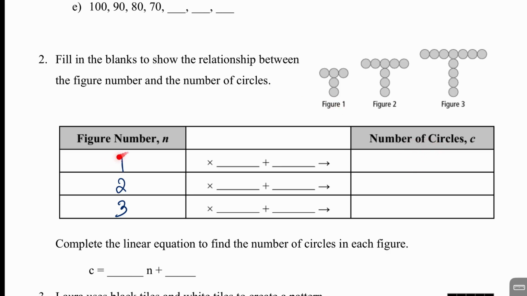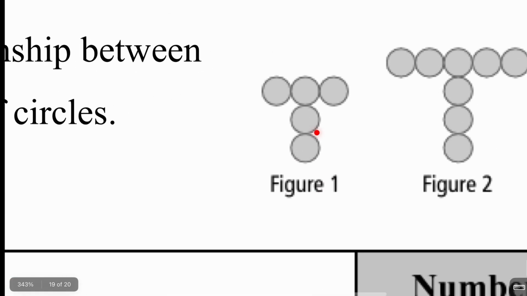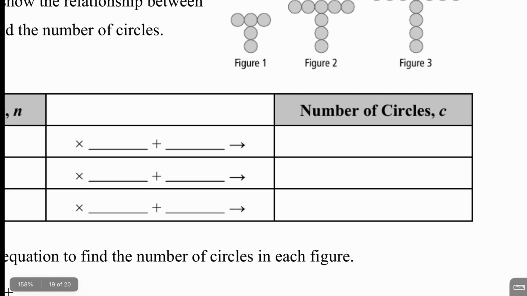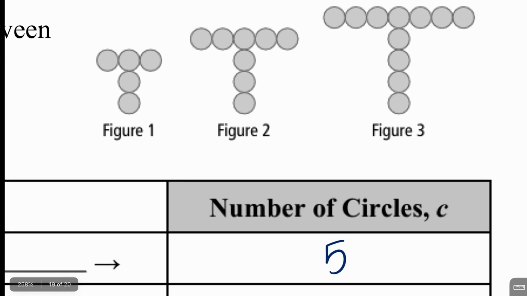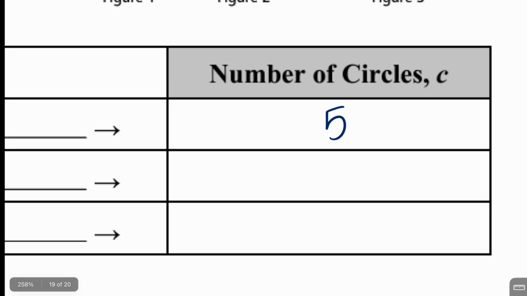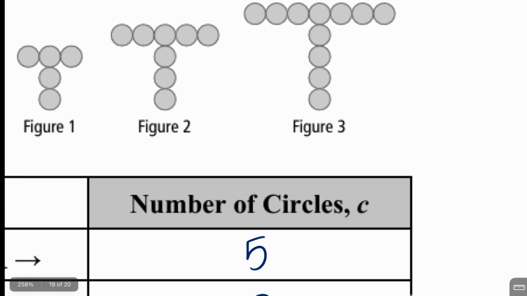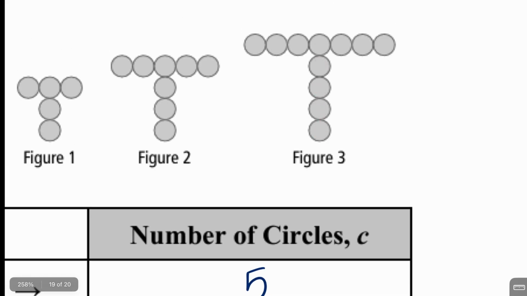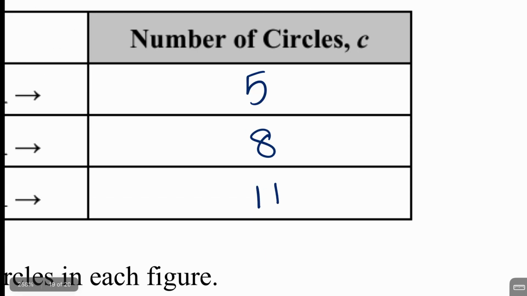Look at the first figure, and how many circles do I have? 1, 2, 3, 4, 5. I have 5 circles, so I'm writing 5 here. Look at the second figure, how many circles? 1, 2, 3, 4, 5, 6, 7, 8. I have 8 circles. And the third one, 1, 2, 3, 4, 5, 6, 7, 8, 9, 10, 11. So I have 11 circles.